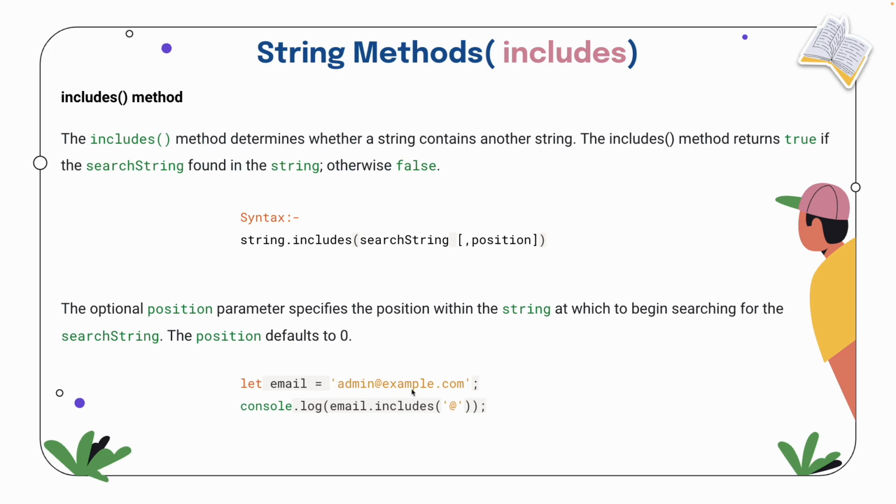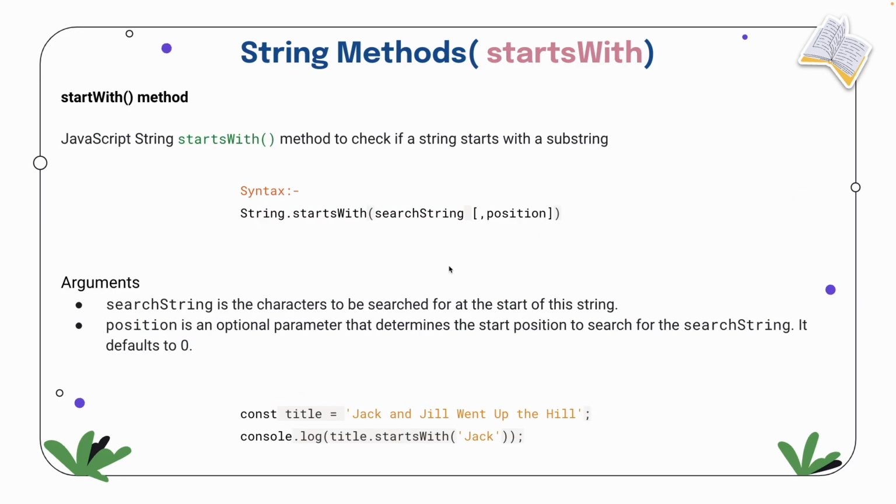See, admin@example.com, this is my text, and I'm trying to check if @ is there or not. Definitely it's there, so it will just print true. It will not give the index because it's an includes method. The includes method will always return true if found, or false if not found. Okay, so this is the includes method.